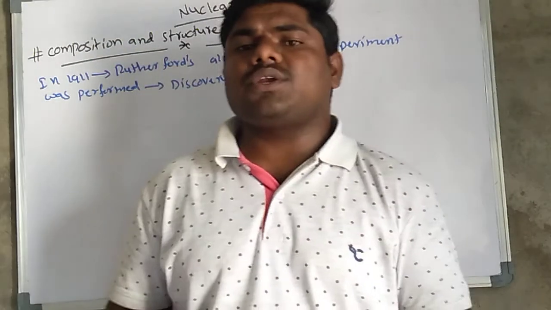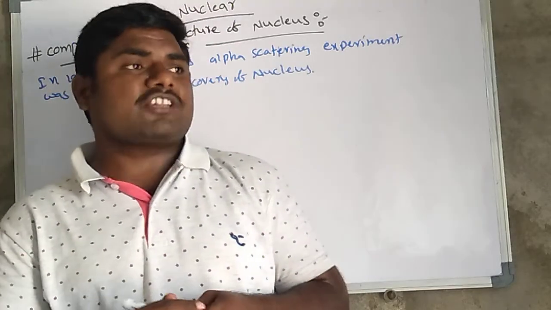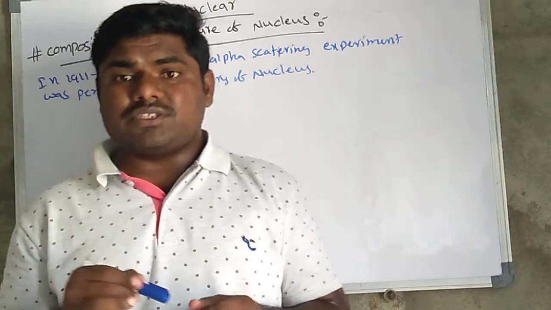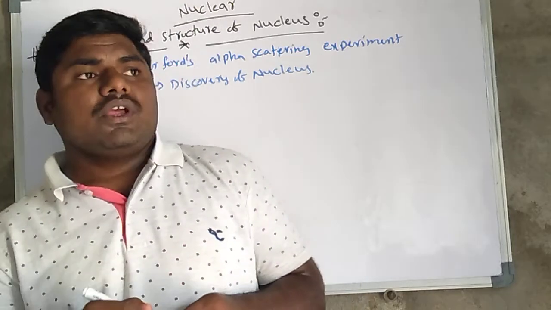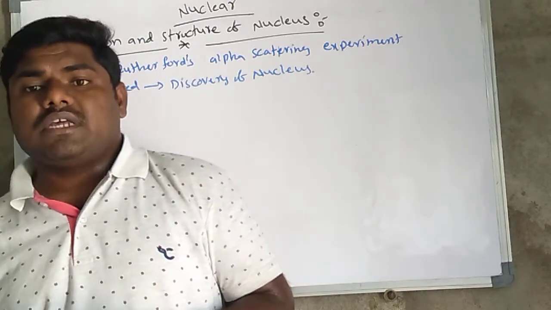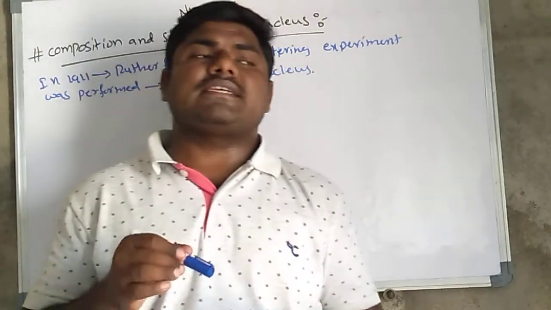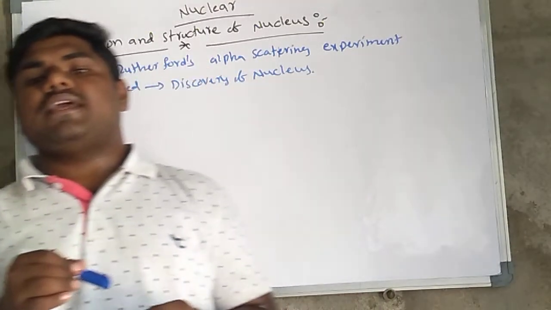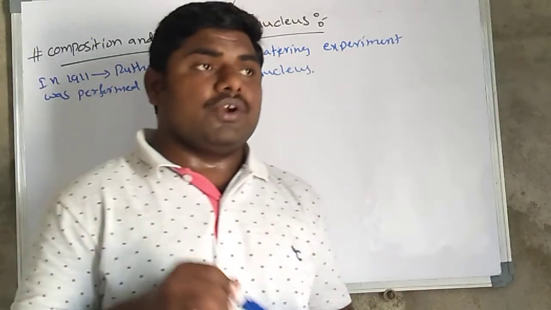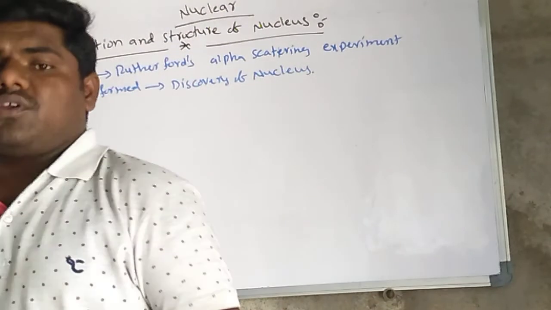Later on, in 1932, several experiments were performed by James Chadwick. Neutrons were discovered. It was discovered that a neutral particle exists inside a nucleus, which is called the neutron. So this was the discovery of neutrons.